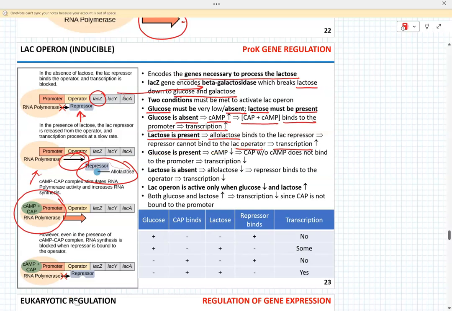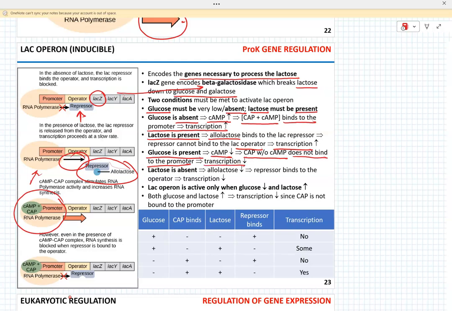So what happens when glucose is present? When glucose is present, the levels of cyclic AMP are low, CAP doesn't form a complex with cyclic AMP and doesn't bind to the promoter. When CAP doesn't bind to the promoter, transcription efficiency is very low.